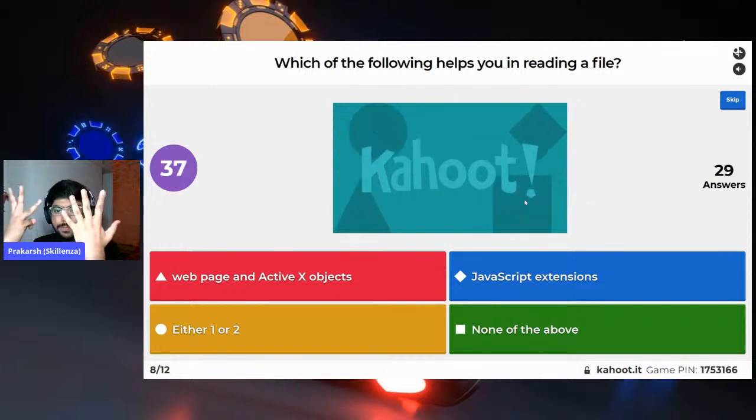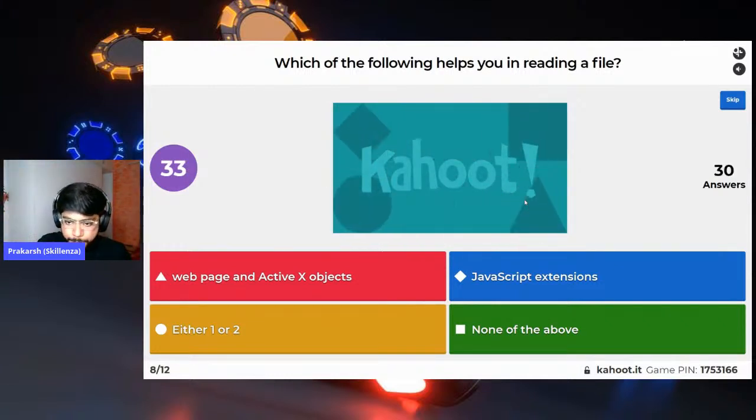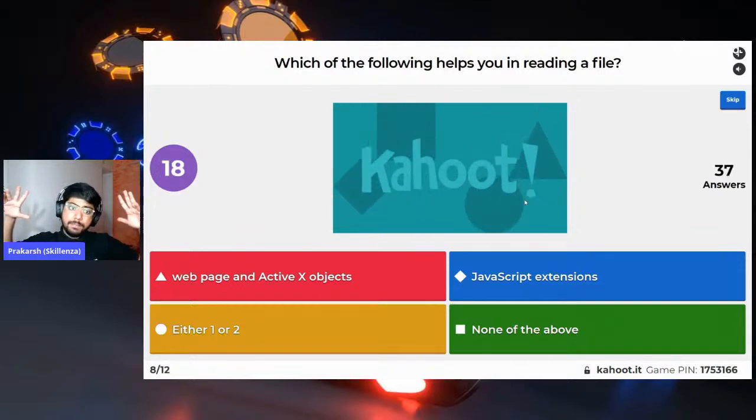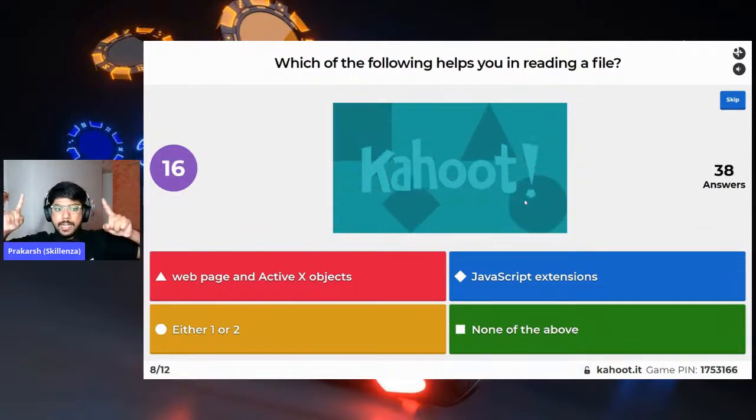Eighth question. Meaning, it's the eighth question. Thirty-three answers, 24 seconds left, 20 seconds left. Let's see. Come on, guys. Hurry up. I need you to win this.